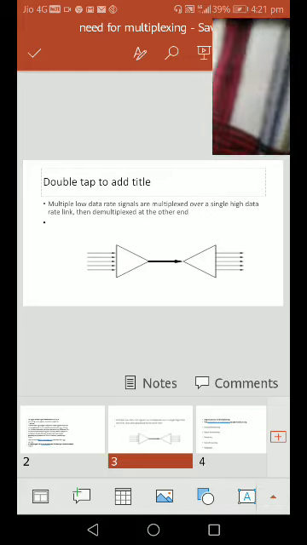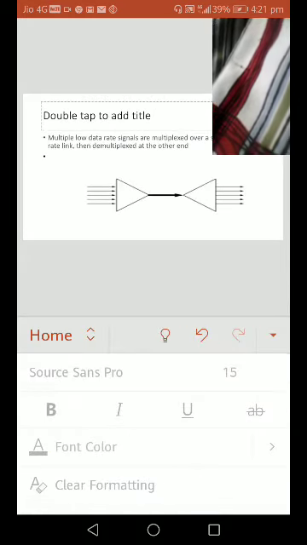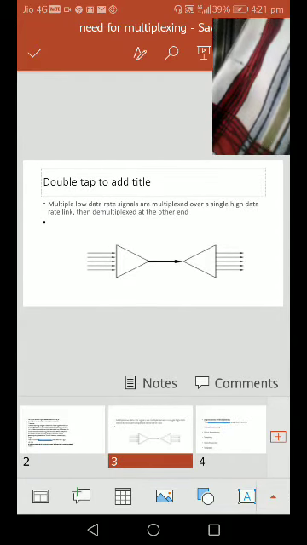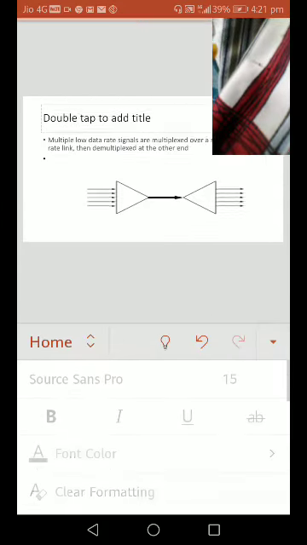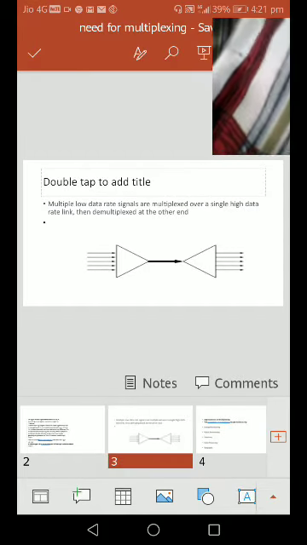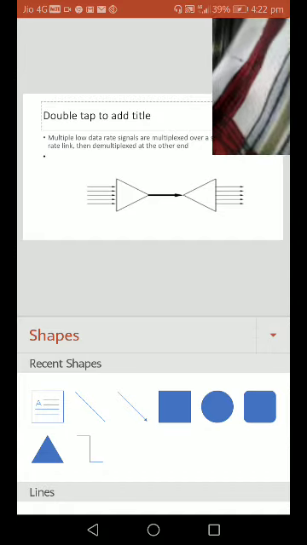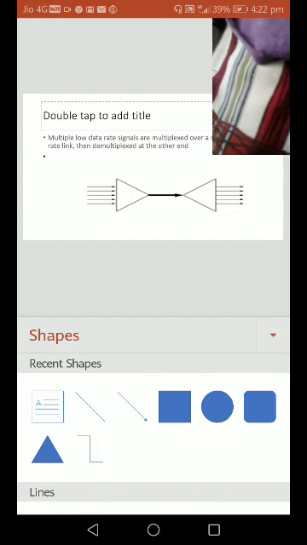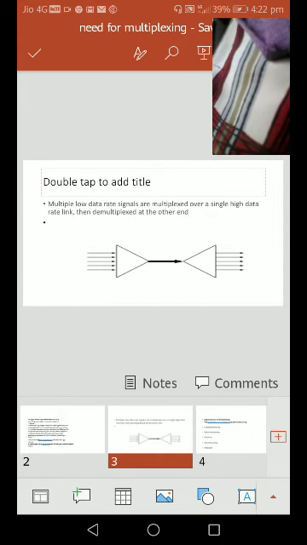Here we have n inputs. This slide shows n inputs, with arrows marking the input signals.